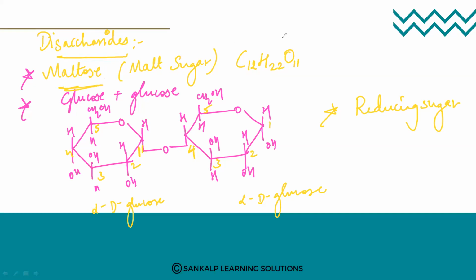Understood? So that was maltose. The second example in the disaccharides is sucrose. What is the formula of sucrose? As we have seen, sucrose is called cane sugar. The formula is C12H22O11. So how is it obtained?